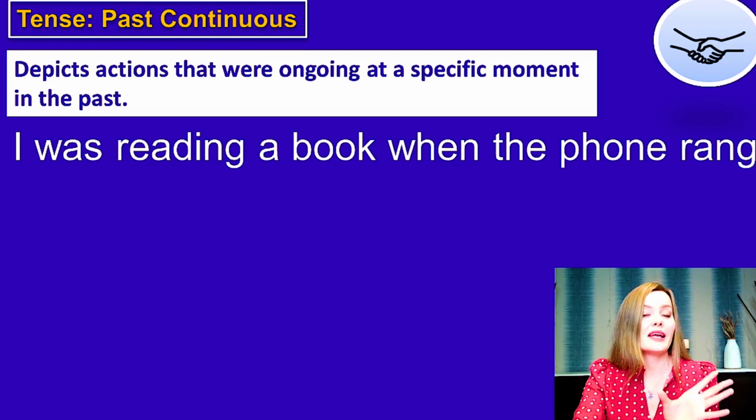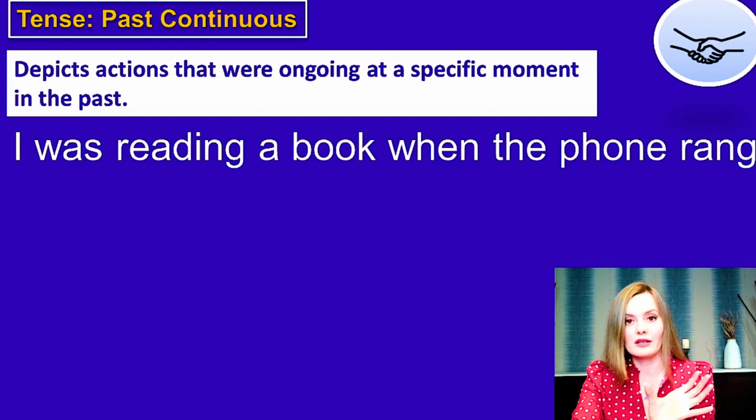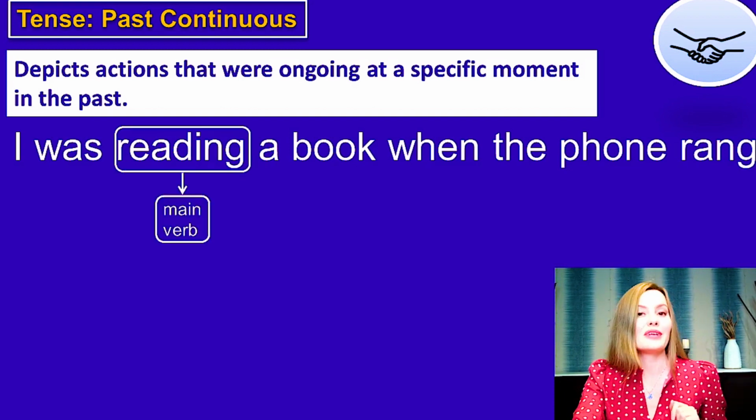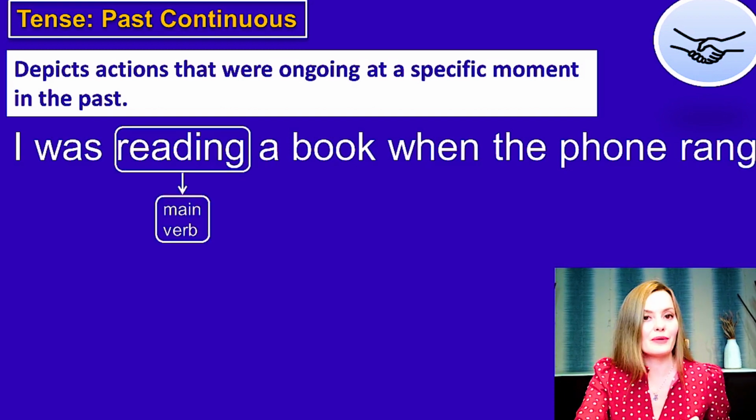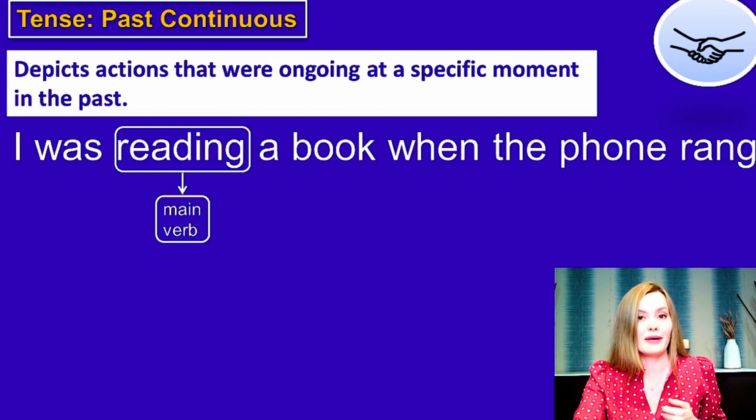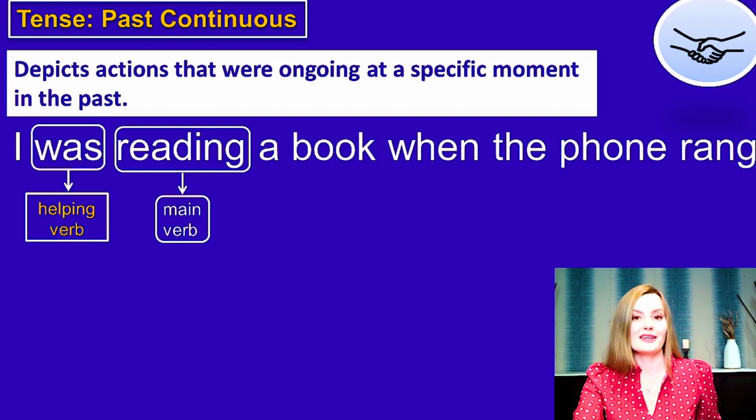Let's find the main verb in the first part of the sentence. I was reading a book. Yes, reading. Reading is the main verb. And what is the helping verb? Which verb helps to build the past continuous tense? Of course, was. Was is the helping verb.